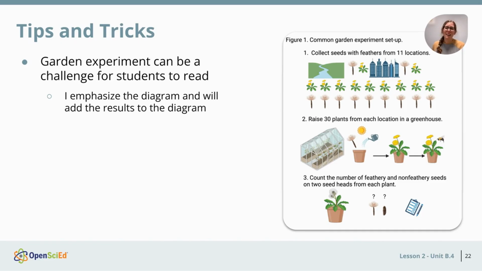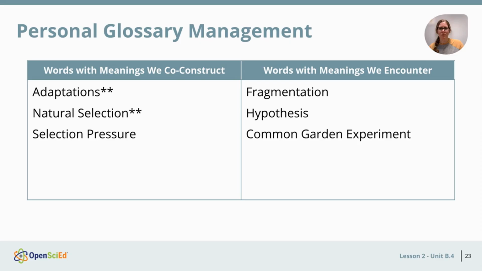All right, and then my last tip and trick is that the garden experiment can be a little challenging for students to read all the paragraphs together. Sometimes they can get the steps mixed up. Having the diagram available has really supported my students, and I will even add to the bottom of the diagram what the results were. We'll talk about it as a class and put those results up on a whiteboard or a PowerPoint slideshow.